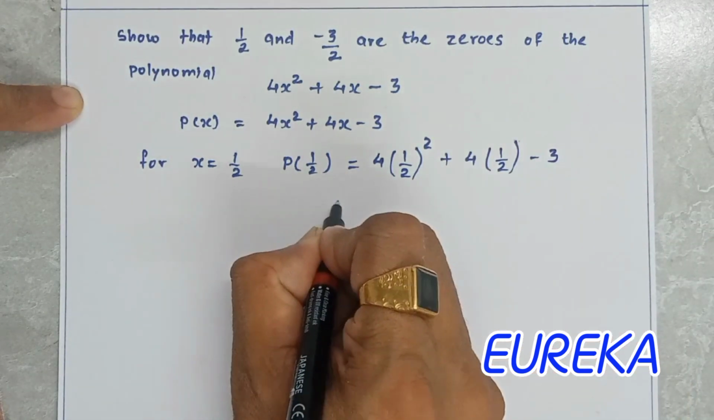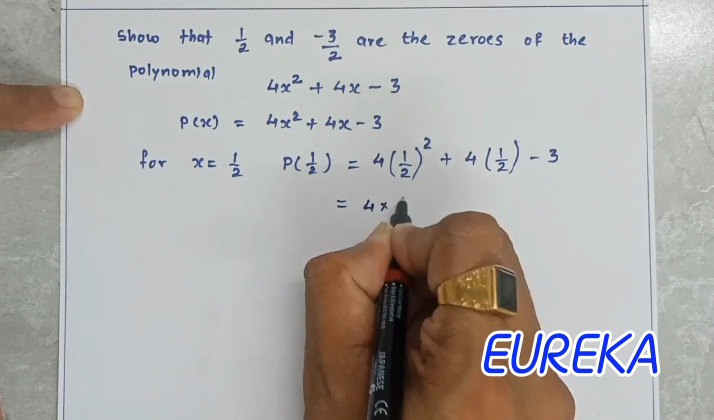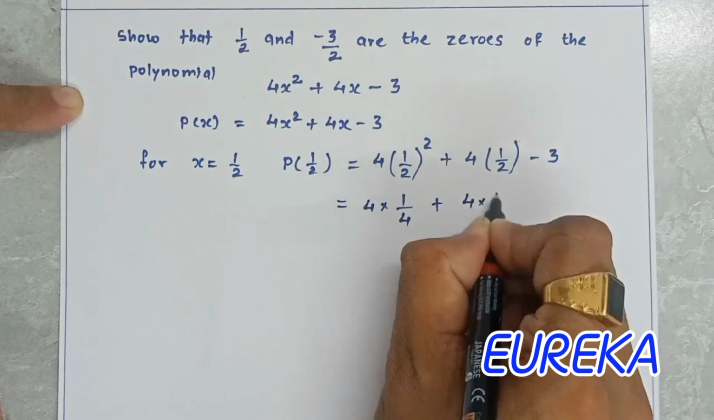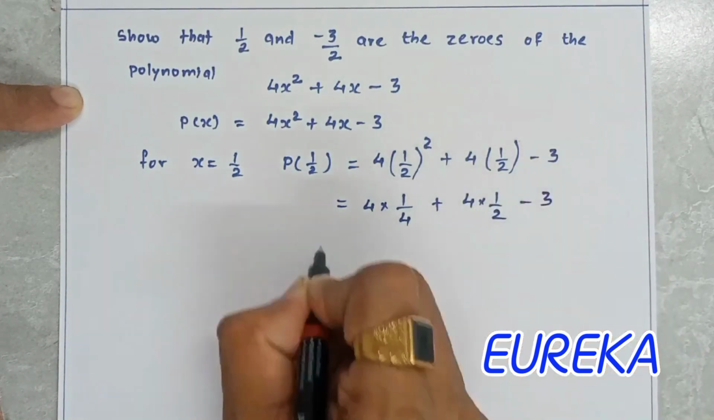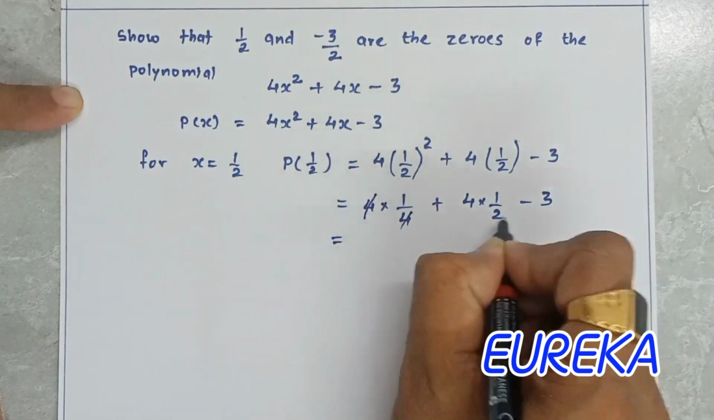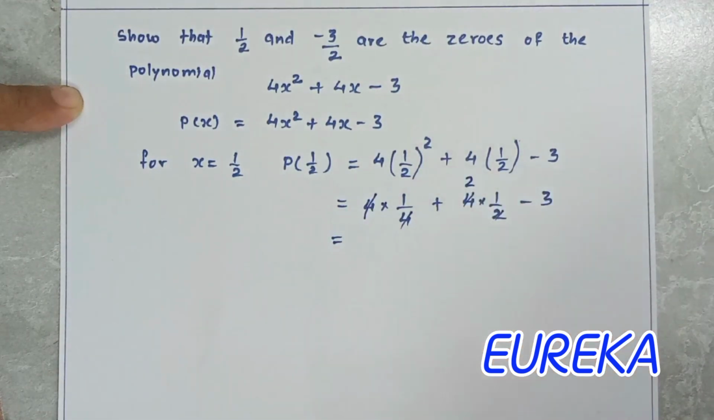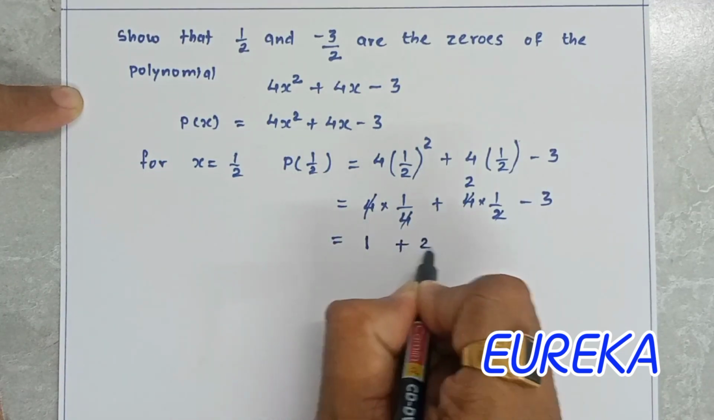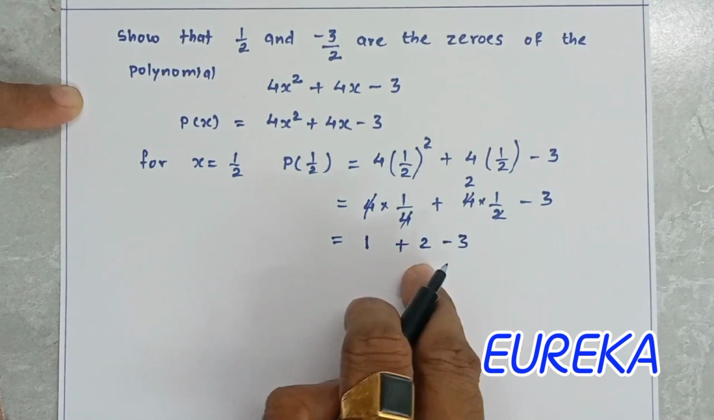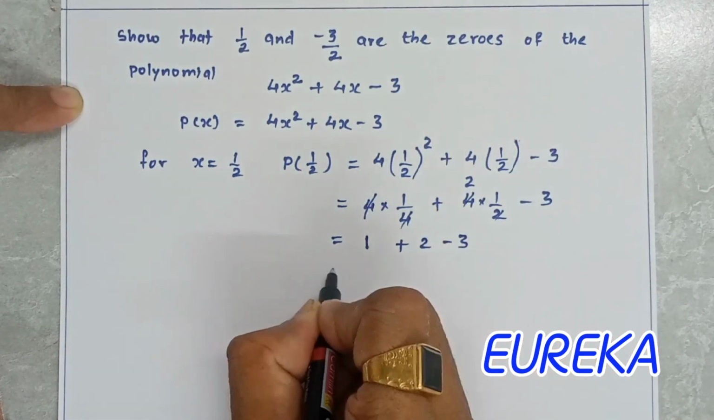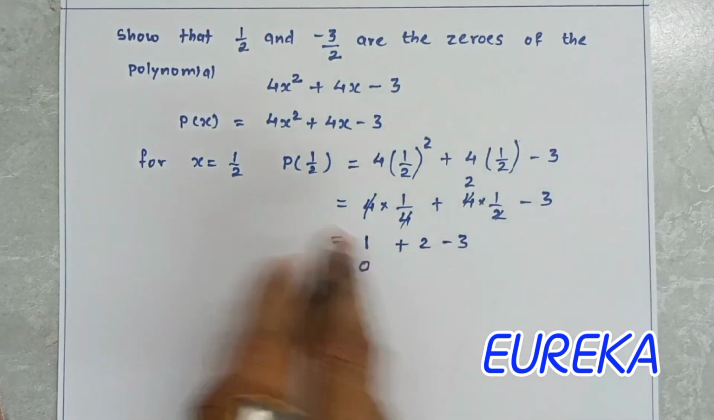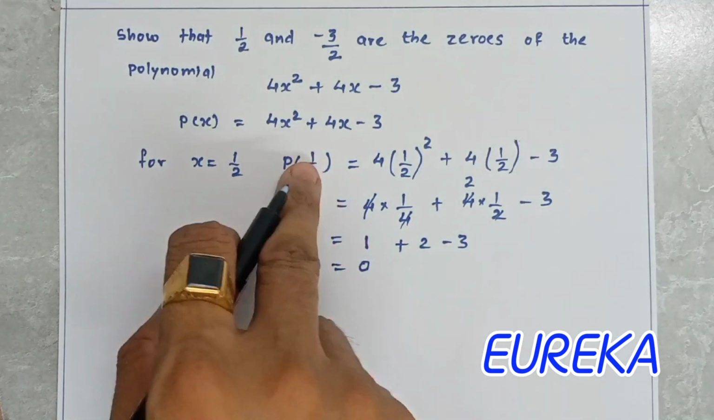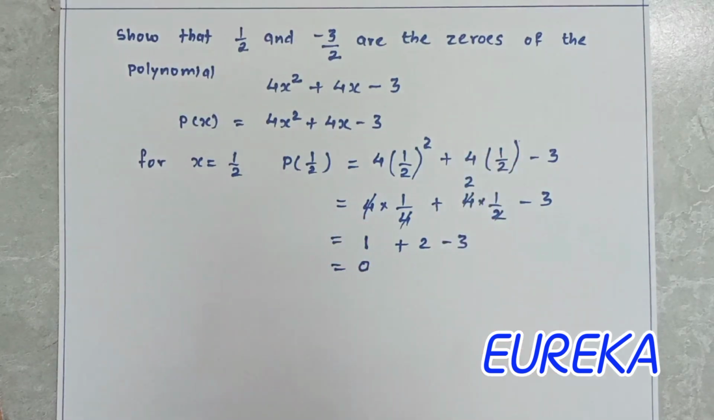Clear? So what will we get here? 4 into 1 by 4, because 1 square is 1 and 2 square is 4, plus 4 into 1 by 2 minus 3. Here the 4s will cancel each other, and twos are 2. So after cancellation we get 1 plus 2 minus 3. Now 1 plus 2 is 3, and 3 minus 3 is 0. So the answer will be 0. Because on substitution of this value we get the value of the polynomial as 0, we say that 1 by 2 is a zero of the given polynomial.